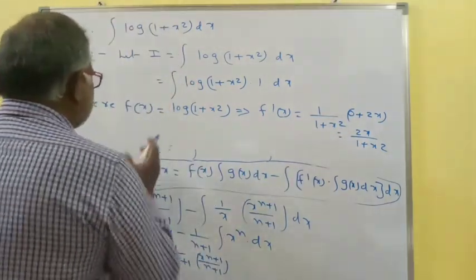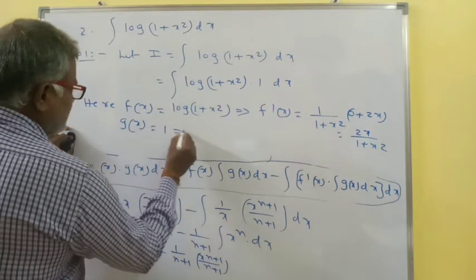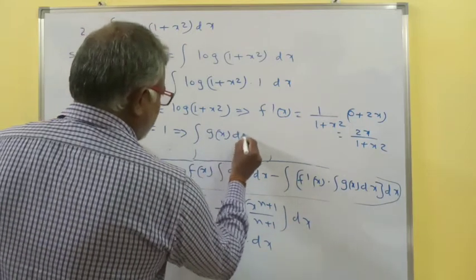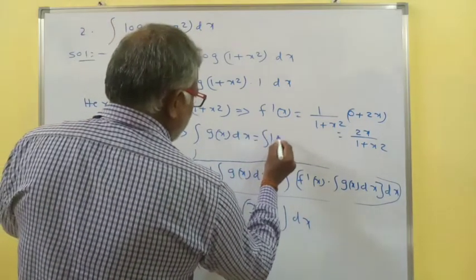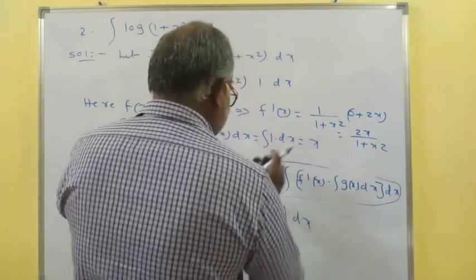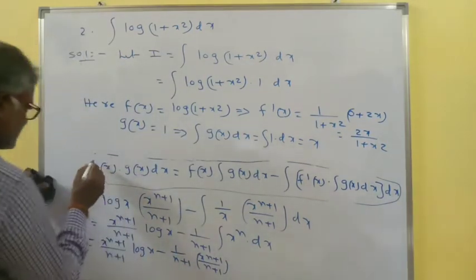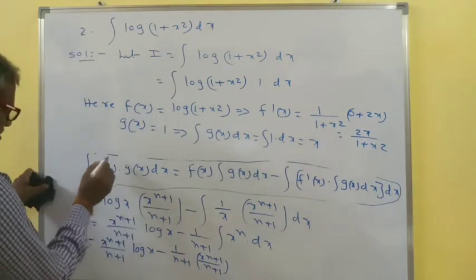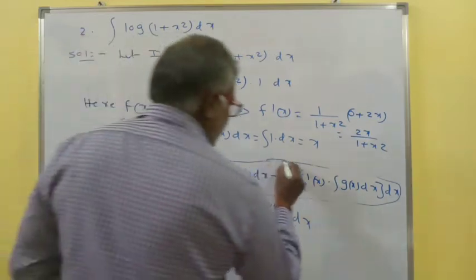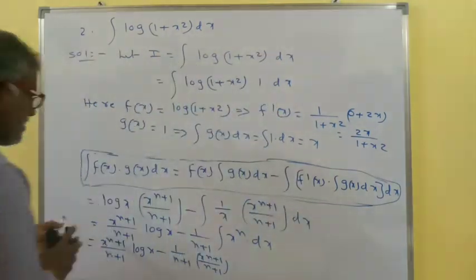Next, g of x. G of x is equal to 1. So the integral of g of x dx is equal to the integral of 1 dx. Integral of 1 means x. So this is the function, and we use the integration by parts formula with no change.